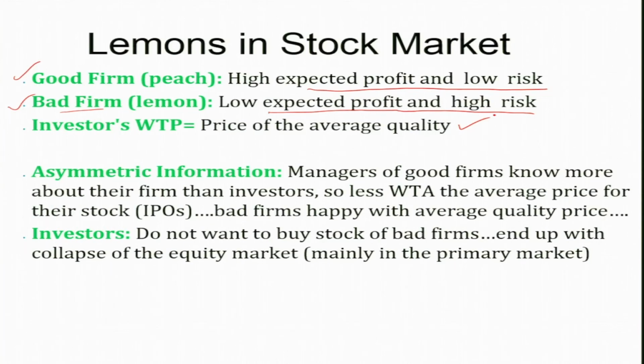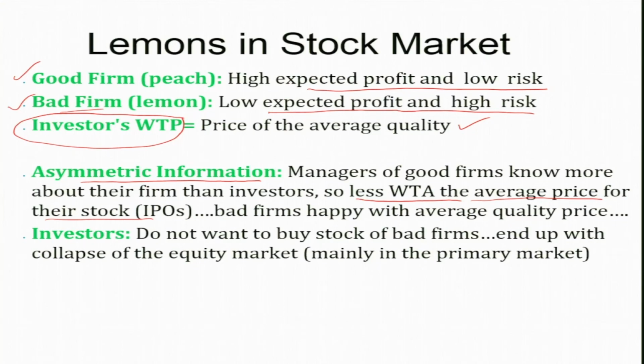Then what's going to happen in this market? Because of asymmetric information, managers of good firms know more about their firm than the potential investors. So the good firms have less willingness to accept the average price for their stock, like the IPOs. They are not willing to accept the price for the average quality, because the investors' willingness to pay will be the average of both, which we have already seen in the previous discussions.